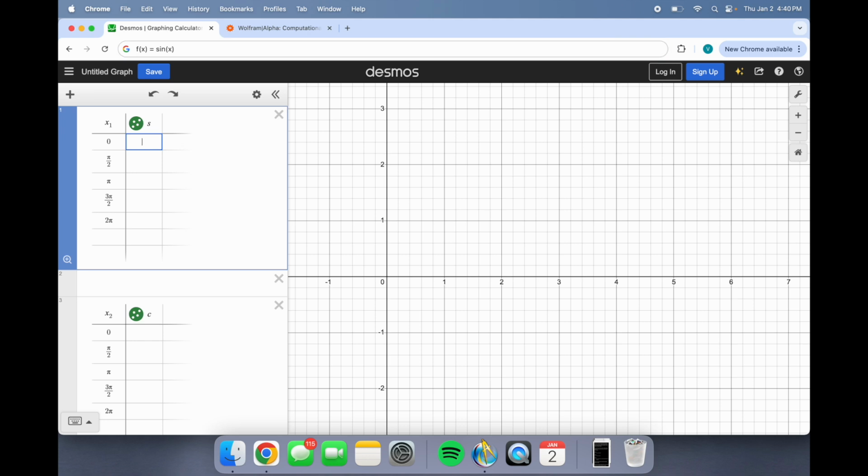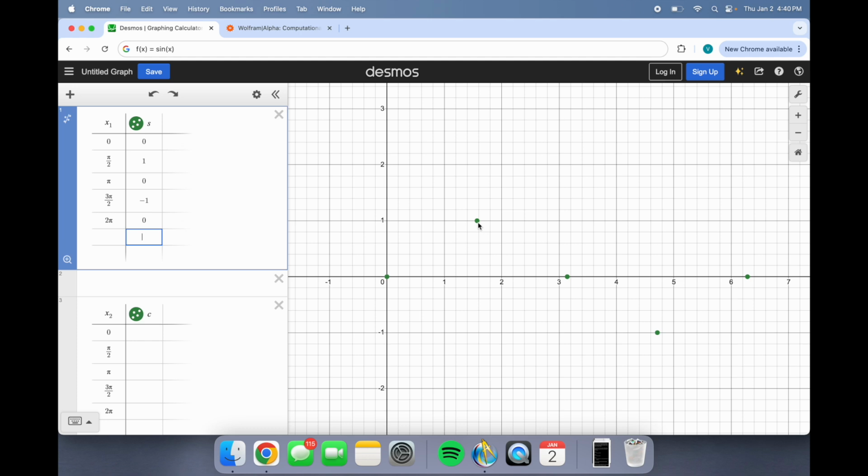So at 0, it's 0. At pi over 2, it's 1. And then 0, negative 1, and then 0. So we can see these points appear over here. So this is a part of the sine graph. And now the question is how do these points actually connect together?